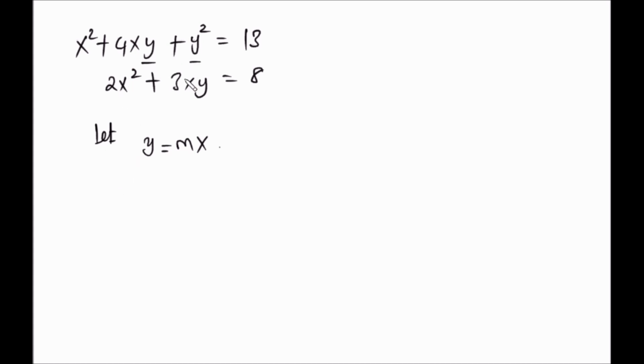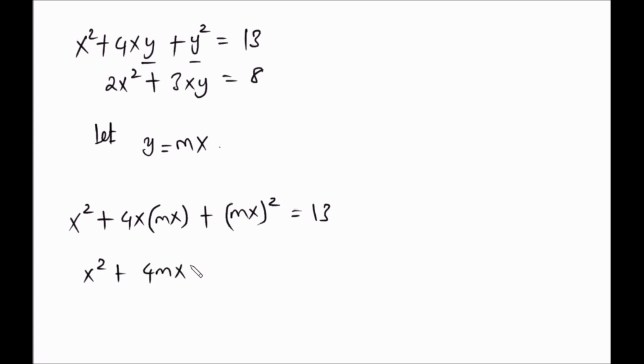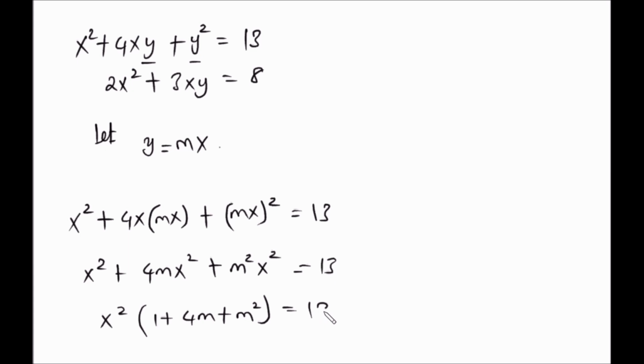So kwenye hii equation ya kwanza kwenye y niweke mx, kwa itakuwa ni x squared plus 4x times mx plus mx squared is equal to 13. So it's just x squared plus 4mx squared plus m squared x squared sawa 13. So factor out x squared na tabaki na 1 plus 4m plus m squared sawa na 13.